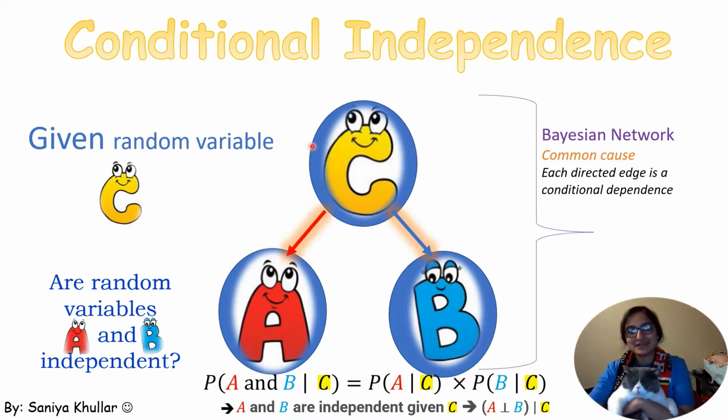And this is an example of a Bayesian network with a common cause where A and B both come from their parent C here.